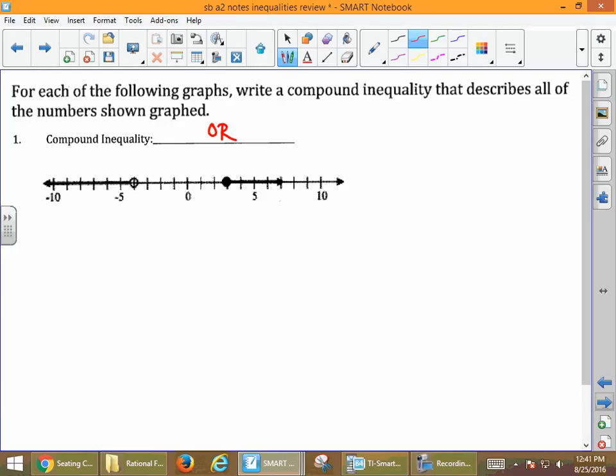Here our open circle is at negative 4. This is going to be x is less than negative 4. No equals because it is an open circle. And over here, our filled in solid dot is at 3. So it's going to be x is greater than or equal to 3, because it's filled in. ORs look like two rays going in opposite directions. One going one way, the other going the other.